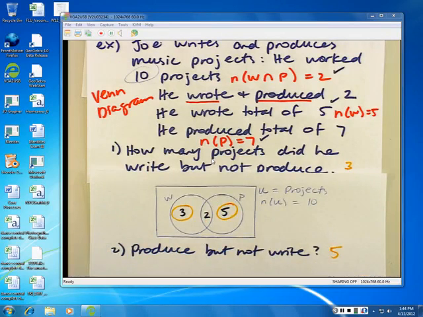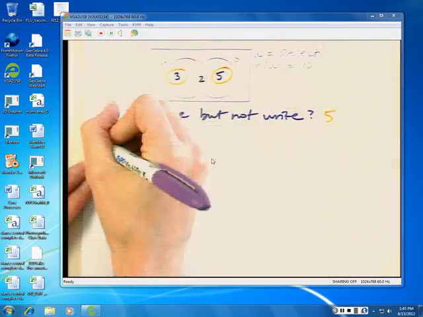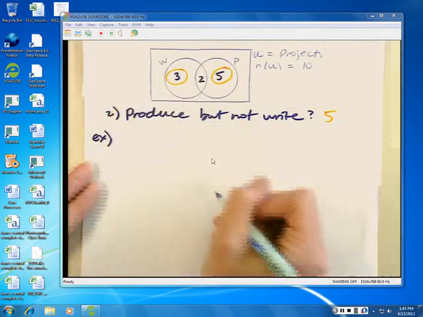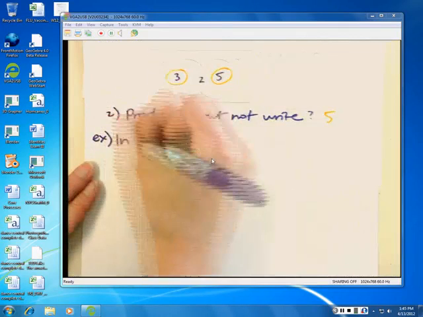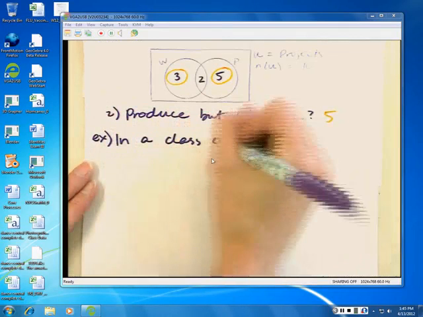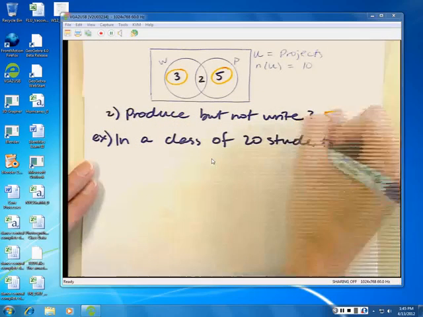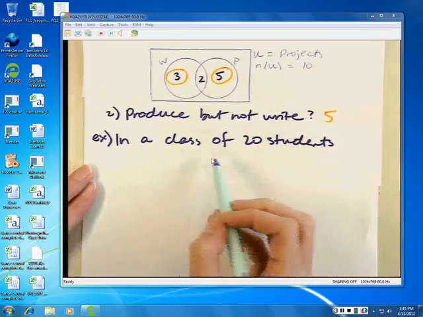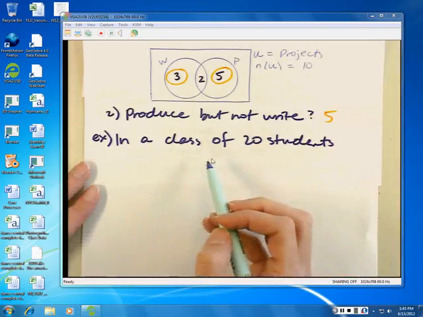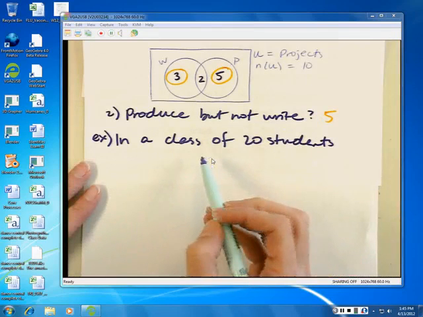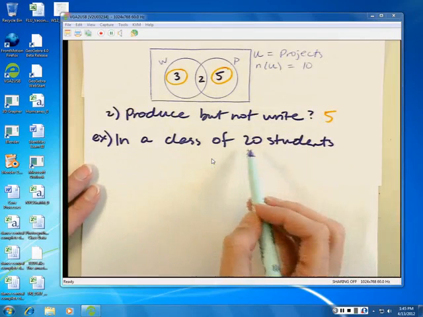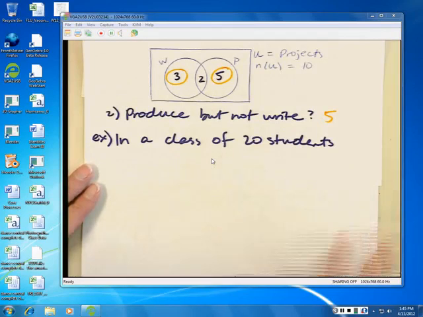The next survey has 3 different sets. So here comes the next one. Next example, we'll do 2 of these. So here's the next example. In a class of 20 students. So now you should be thinking ahead. I'm talking about this class of 20 students as everybody. I'm going to break things down from here, which means that my universe is the set of students, and the number in my universal set is 20. Okay, so here comes how I'm going to break it down.